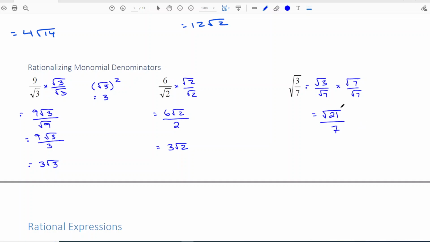And then you always want to make sure you check to see if this radical is simplifiable. In other words, is there a perfect square that divides evenly into 21? Or if you prime factorize 21, are there two factors that are the same? And there in fact is not.